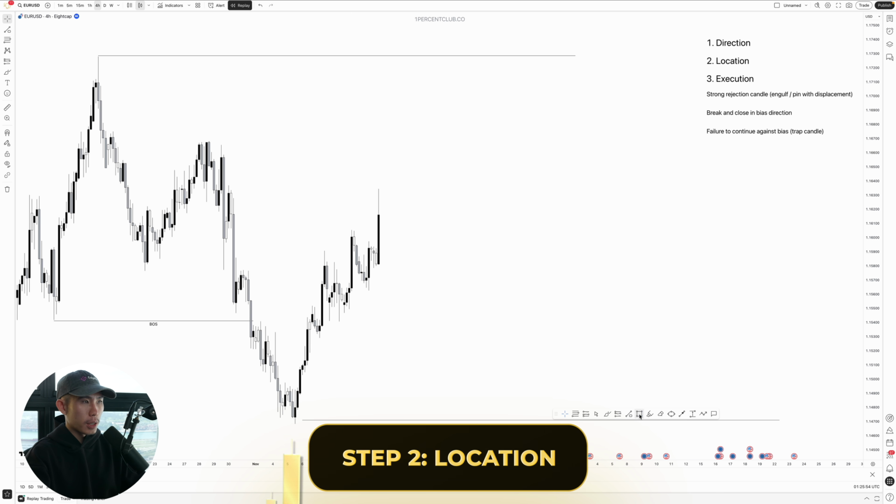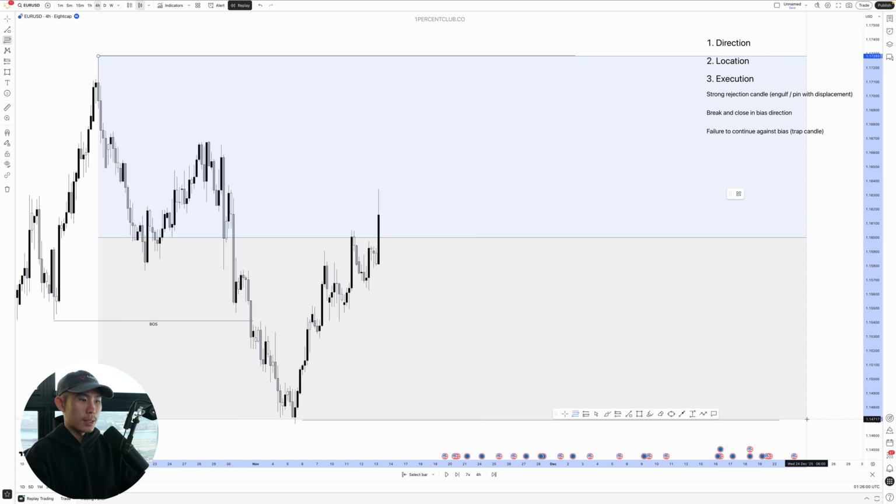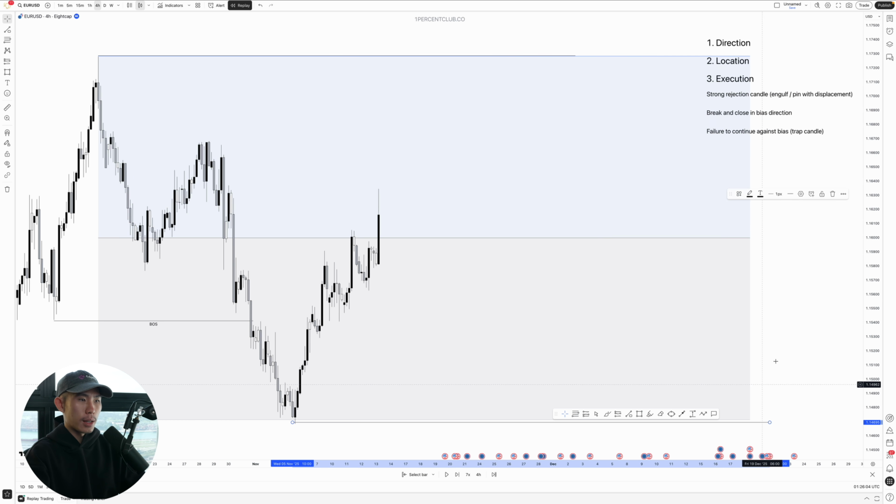Anyways, when that actually happens, you can look for your location next, right? Map out your premium discount. You will see that right now price came above the equilibrium level, which is good news for us. This tells us that price is potentially going to reverse anytime soon. But how do we know where, right? Well, we map out our supply and demand zones.